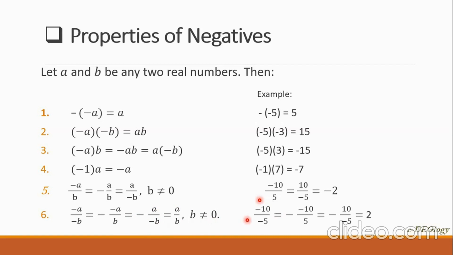One example here is negative 10 divided by negative 5. Or this is the same as the negative of the fraction negative 10 over 5, which is the same as the negative of the fraction 10 over negative 5. And for these three problems, the answer is positive 2.